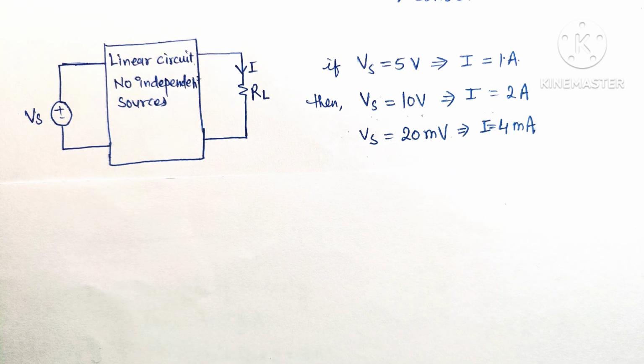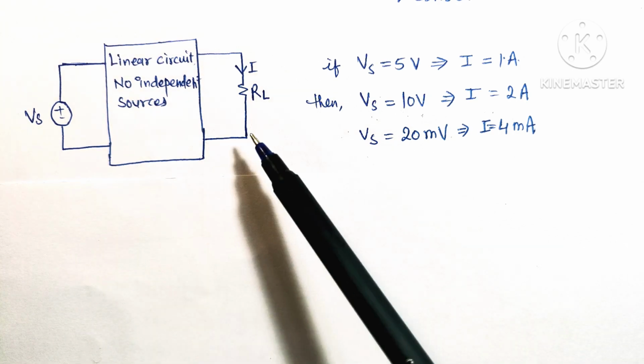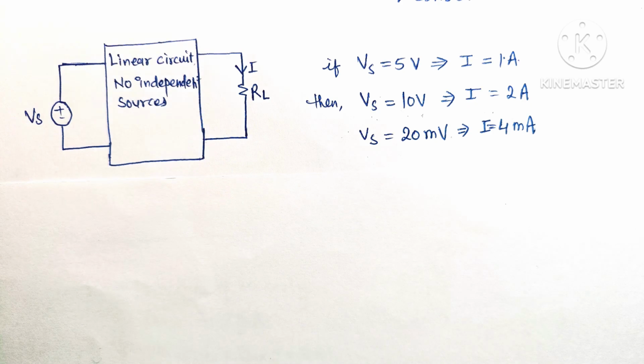So we can say that if a linear circuit is given in the question and the response of the circuit has been asked, then we can increase or decrease the output in the same ratio as the input is increasing or decreasing.